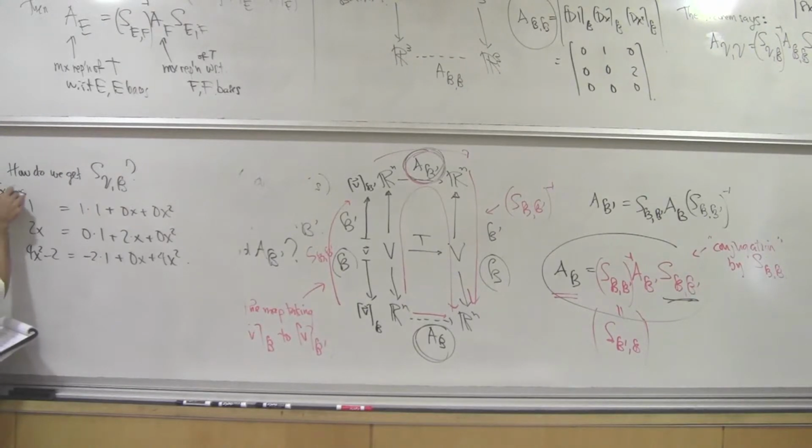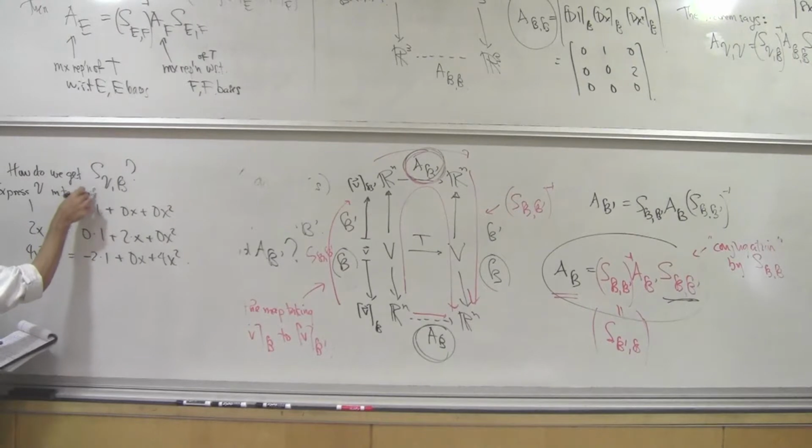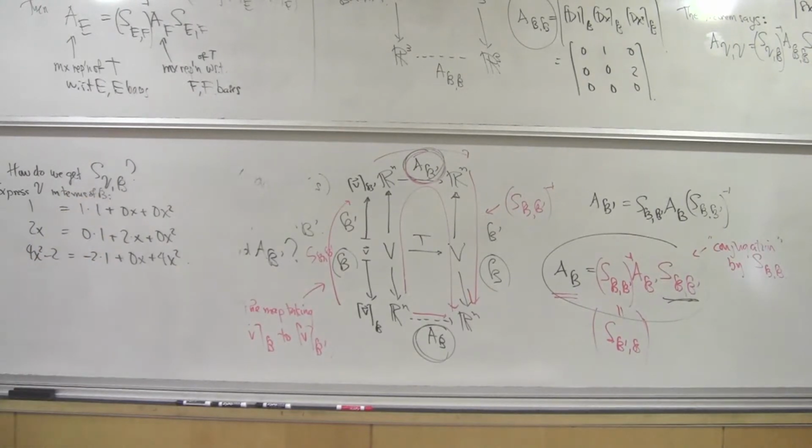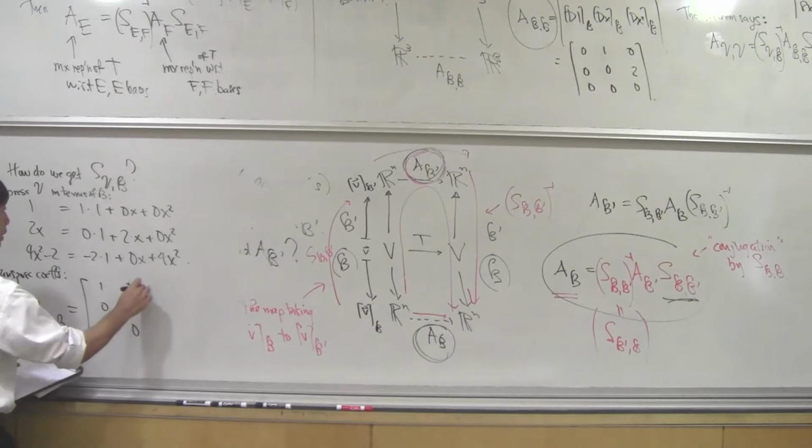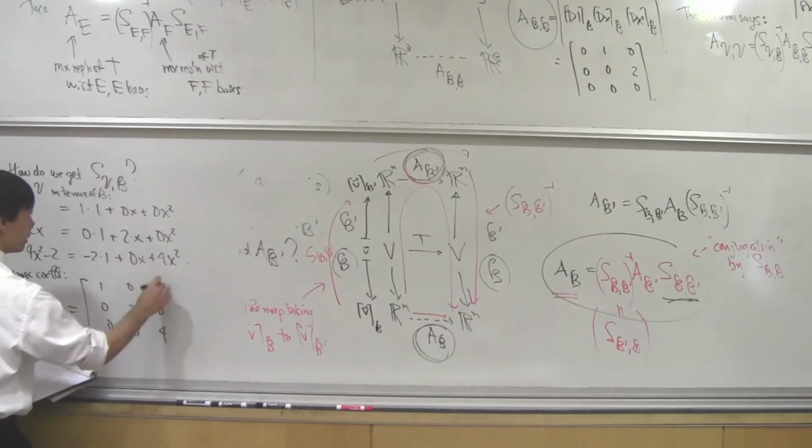Express V in terms of B. And then you transpose the coefficients. And you get that S_VB is 1, 0, 0, 0, 2, 0, negative 2, 0, 4.